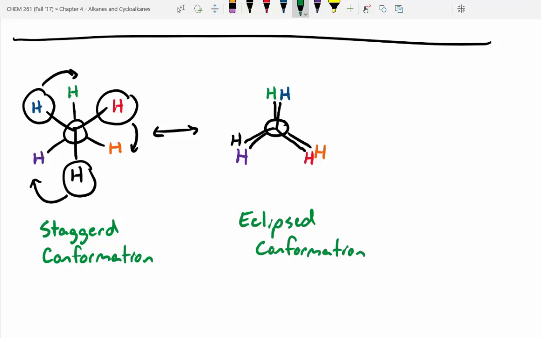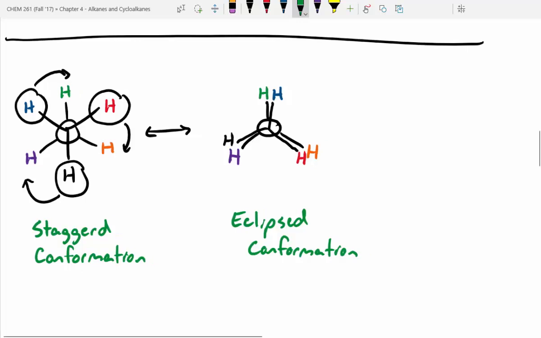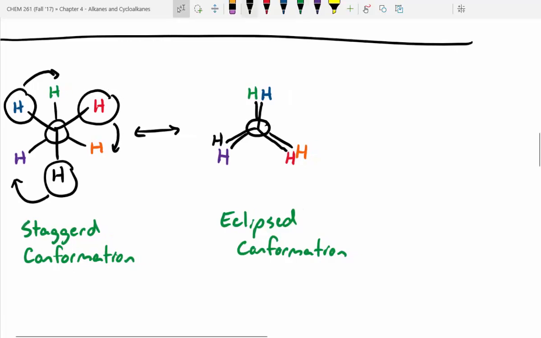And so you can imagine that blue proton, ideally, should be lined up with that green one. The red one should be lined up completely with the orange one, and the black should be lined up completely with the purple. Does that make sense?